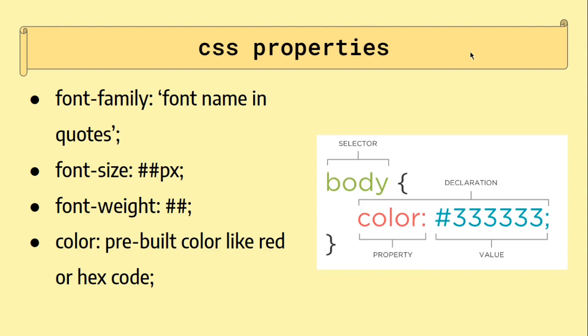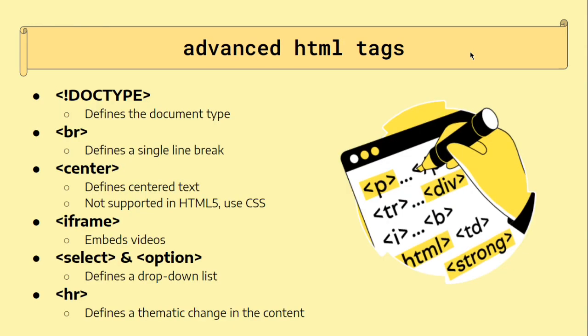Here are some commonly used CSS properties. Font families, font sizes, and font weights are typically customized properties when developing websites. The doctype tag defines the document type. In our case, this would always be HTML. The BR tag creates a single line break within your website. The BR tag does not need a closing tag.